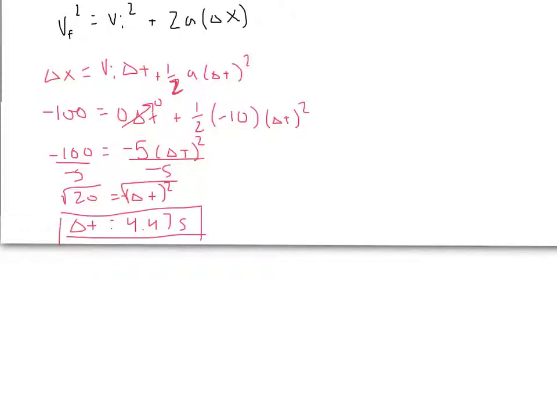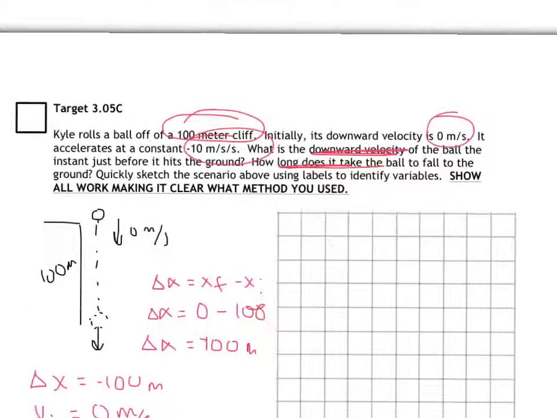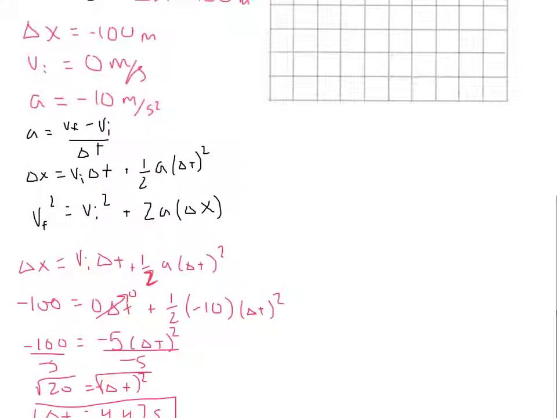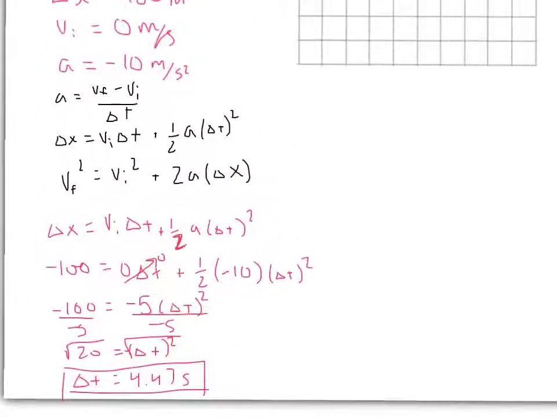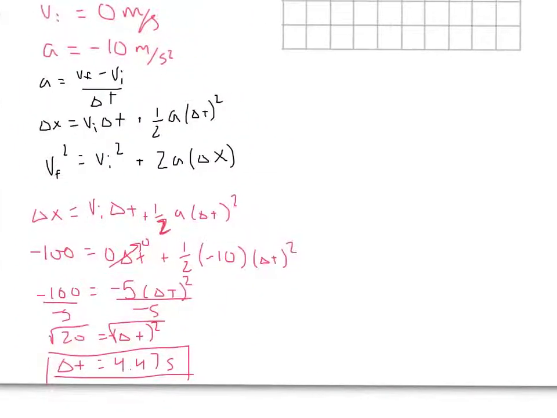Good. We have delta t, but I think we're also looking for our downward velocity at the end. So we need to find v final as well. So let's find v final. Looking at the equations that we have to choose from, now we have delta t, we have our initial velocity, and we have the acceleration. So I'm just going to use this first equation.